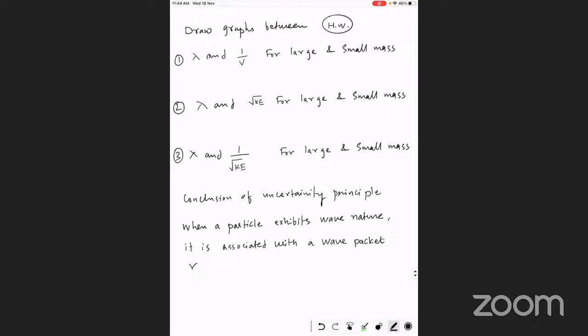it is associated with a wave packet rather than a wave. What an interesting statement. With a particle, there will be more than one wave associated with it, rather than one wave.